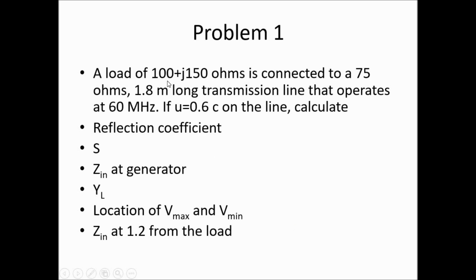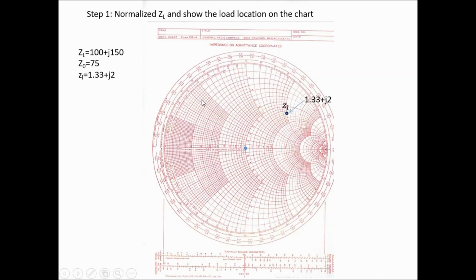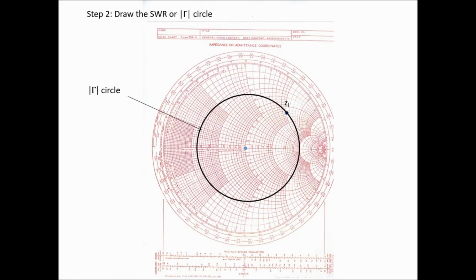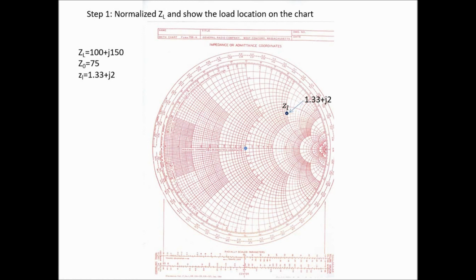First you see the load impedance is this, and the characteristic impedance is 75. So what we have to do is normalize this value. The ZL is given and Z0 is given. So I find the normalized impedance, lowercase zL, that is 1.33 + j2. Now I am showing 1.33 and j2 is here, 1.33 + j2. So this is my load, and I am showing my load at this point.